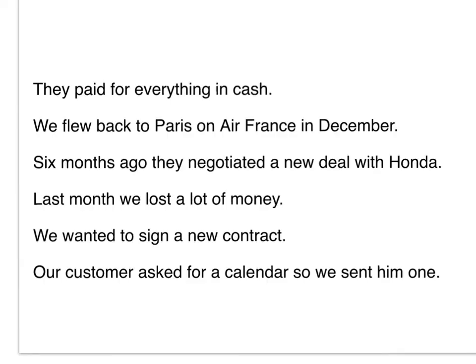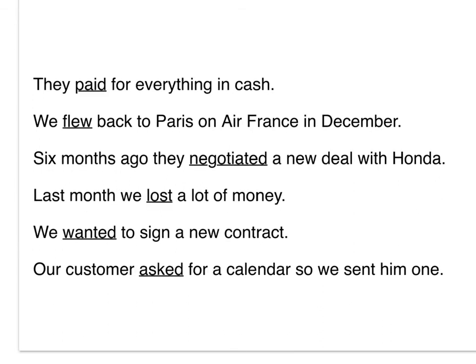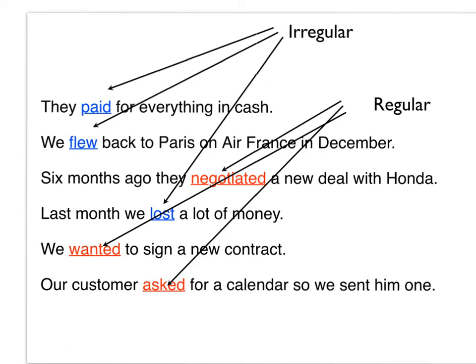So here are some sentences. Can you find the verbs? That's right. Here are the verbs. Now, which ones are regular and which ones are irregular? That's right. The ones in blue are irregular and the ones in red are regular. Verbs that are regular end in ed. And the ones that are irregular are, well, irregular.